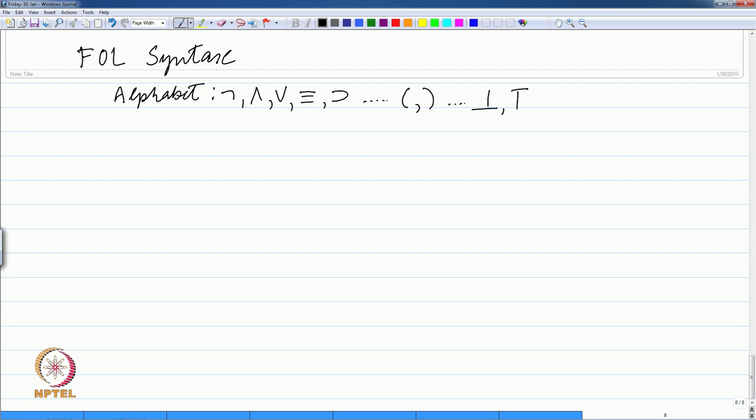So, these were kind of constant sentences, and the first sentence which we read as bottom stands for something which is always false, and the second sentence which we read as top stands for something which is always true essentially. But in addition to that, in first order logic we have a greater alphabet. So, we have a set of variables.